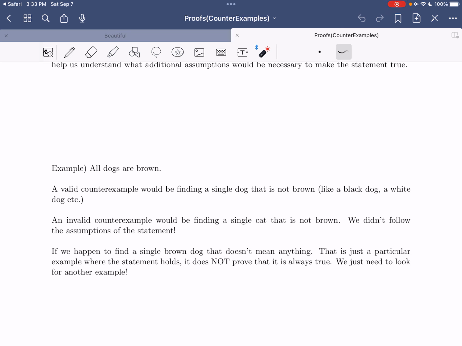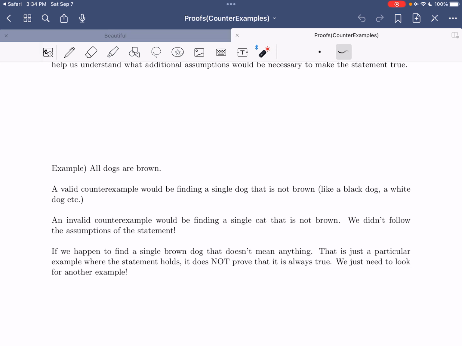Okay, all those are fair statements, but if this person is adamant that every dog is brown, the only way that you're going to convince them otherwise is to give them that specific example, to actually show them that dog that is not brown. So notice that a valid counterexample here would be finding a single dog. It can be a specific singular dog that is simply not brown. So if we go out and we find a black dog and we show it to this person, that is our valid counterexample. If we find a white dog and we show it to this person, that is our valid counterexample. That will demonstrate that not every dog out there is brown.